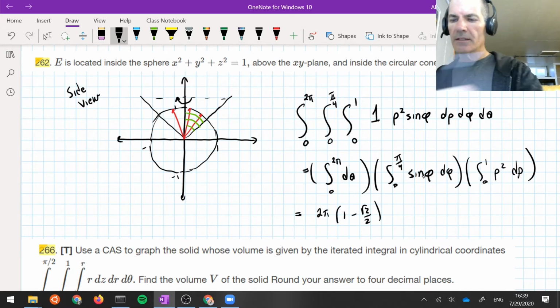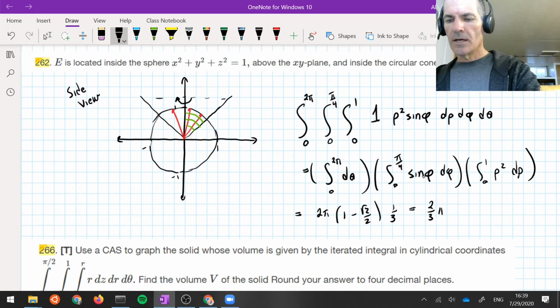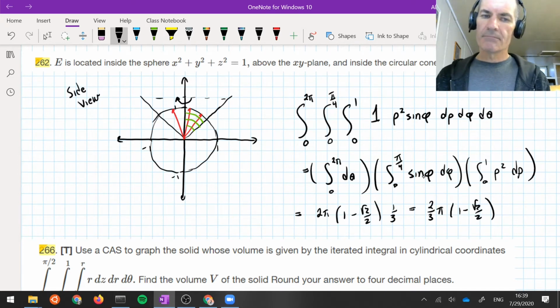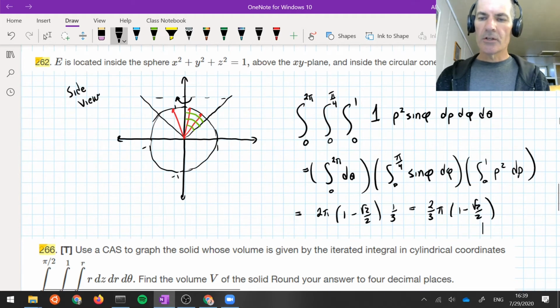And then finally, integrating rho, we get rho cubed over 3, plugging in 1 and 0, we're going to get 1/3, and this will net out to 2/3 pi times the quantity 1 minus root 2 over 2, whatever that is. All right, I encourage you to break up these integrals like this whenever possible. It can really simplify the calculation and help you avoid errors.